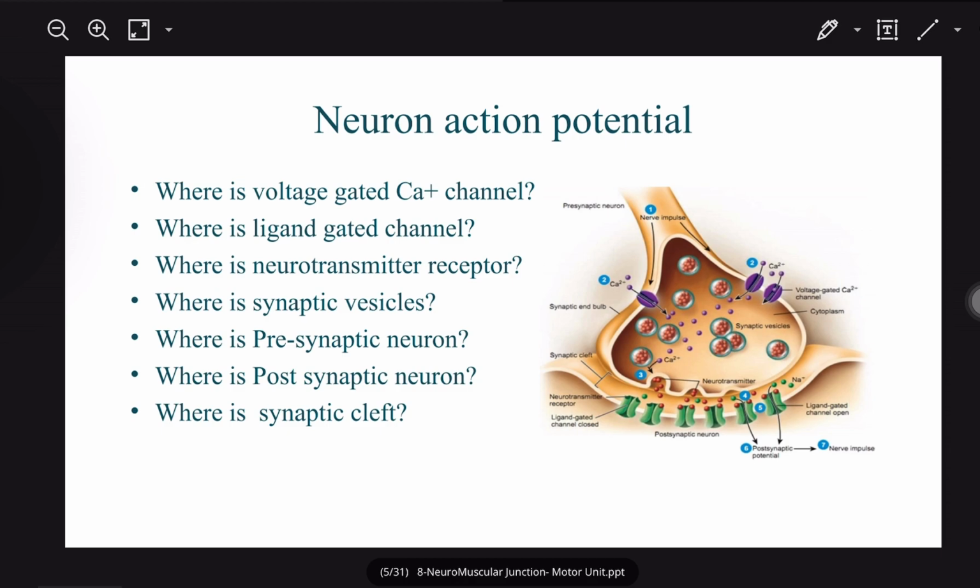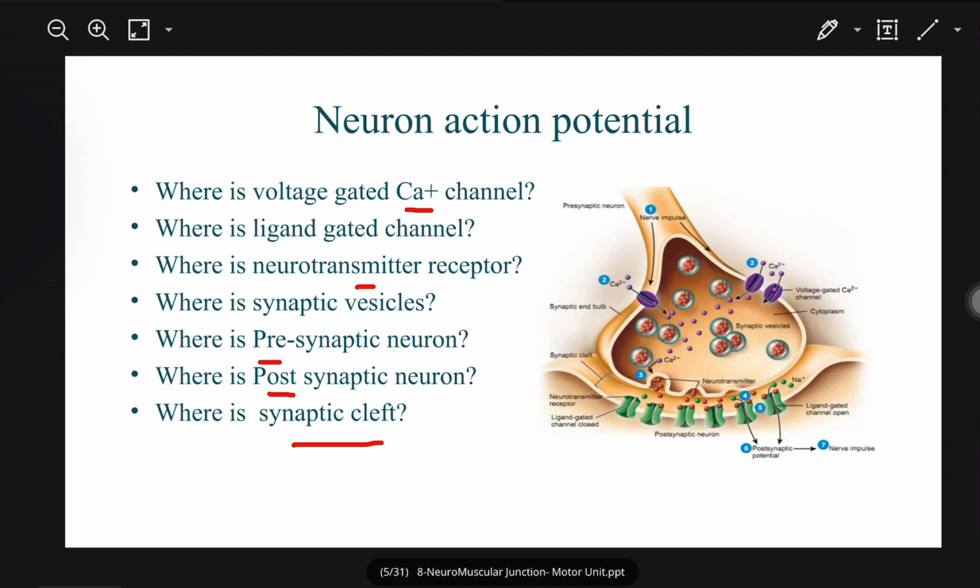Okay, the action potential. We're going to talk about where the voltage-gated calcium channel is. We're going to talk a lot about calcium in the neuromuscular junction. We're going to talk about the ligand-gated channel. We're going to talk about the neurotransmitter receptors. We're going to talk about synaptic vesicles, and how they actually transfer. We're going to talk about the pre- and postsynaptic neuron and where the synaptic cleft is, in general.